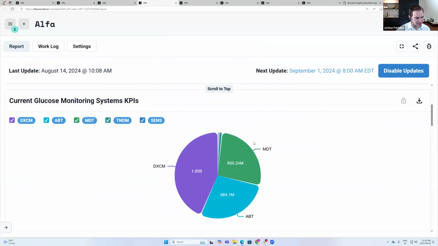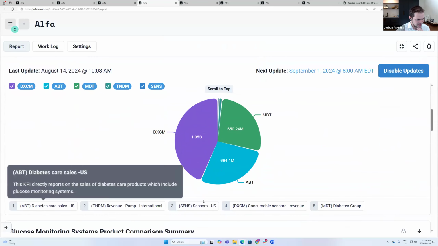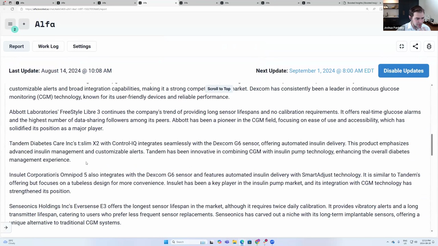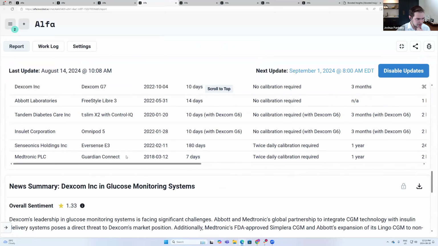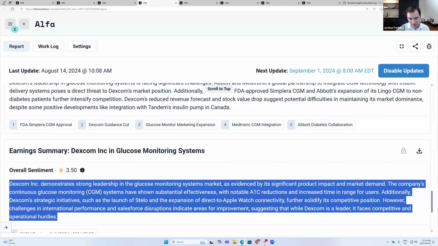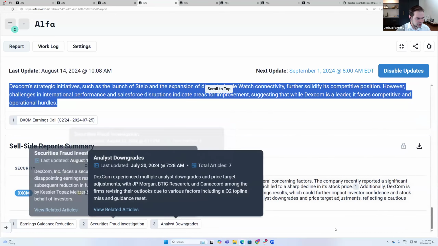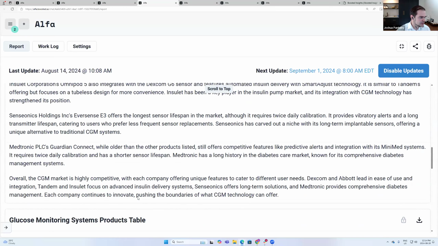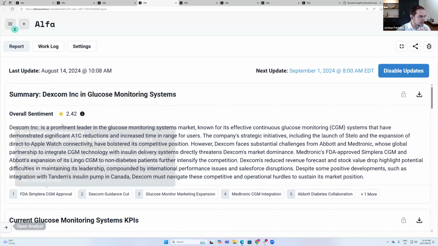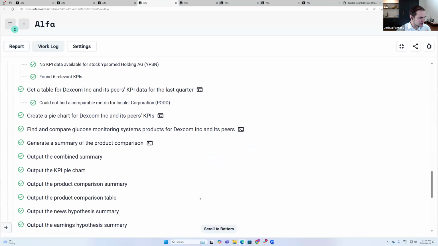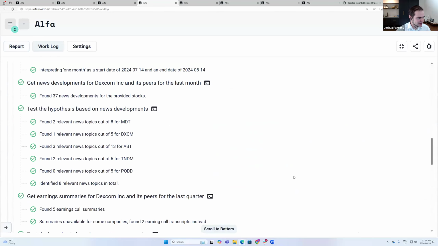It did this by looking at KPIs for Dexcom versus its competitors. It's going to cite the specific KPIs it brought. It looked at specific products that Dexcom has versus its competitors, showing the different stats for each of those products. It did a quick evaluation on the news, a quick evaluation on earnings for these companies, and a quick evaluation on any sell-side information it had. Behind the scenes, this was done on a continuous basis in a way that really showcases exactly how it worked.